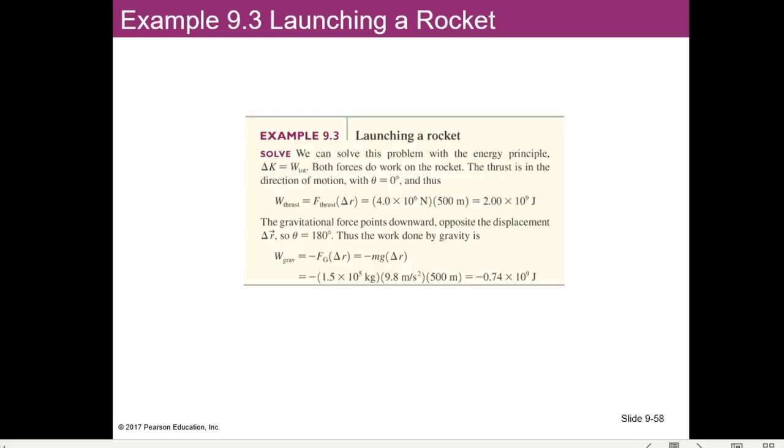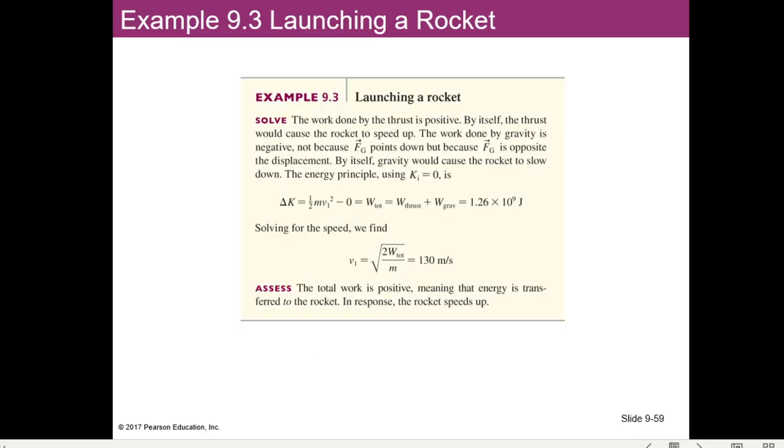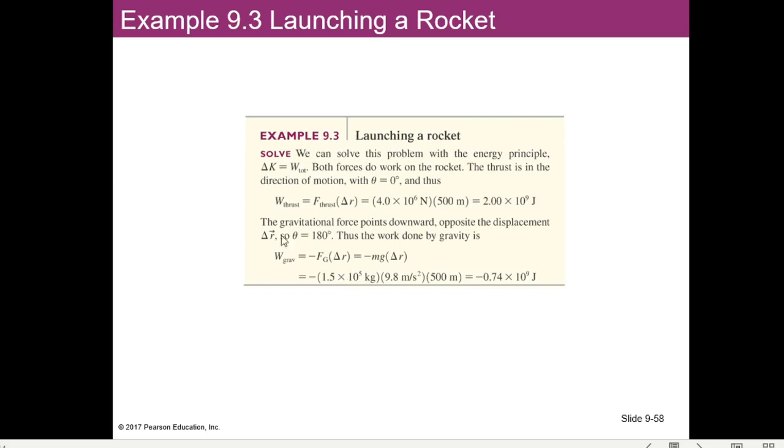So let's see what we get. Here's the work done by the thrust force. That's the size of the thrust force times delta r, because they're both in the same direction. So we can actually calculate that. We're given what the thrust force is, and we're given what the delta r is. So there it is: 2 times 10 to the 9th joules. 2 billion joules. That's a lot of joules.